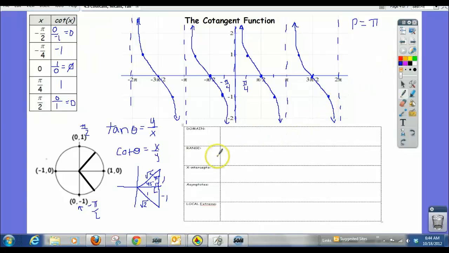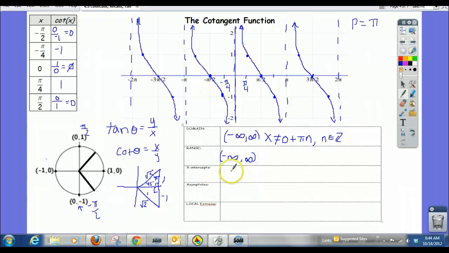Okay, now let's describe the domain. We're going to describe the domain in the same way we described it earlier. We're going to say it's -infinity to infinity except where the asymptotes are. There's an asymptote at 0, so x cannot equal 0. And then the next one's at pi, the next one's at 2 pi, so they're going up by multiples of pi. That's the best way to describe them. The range, as with tangent, is -infinity to infinity.